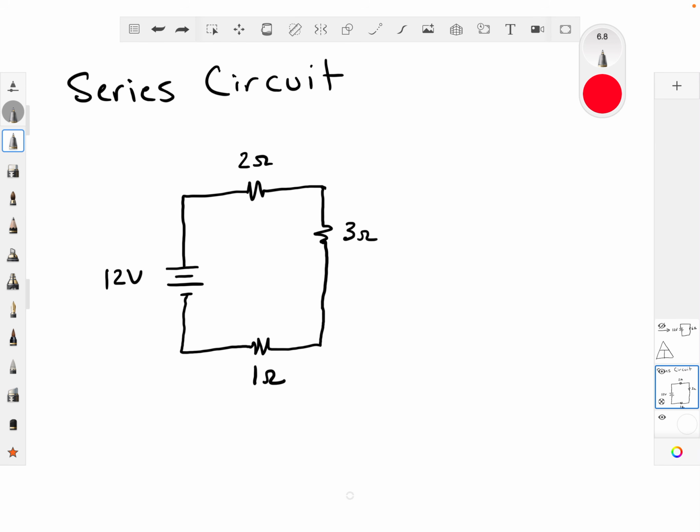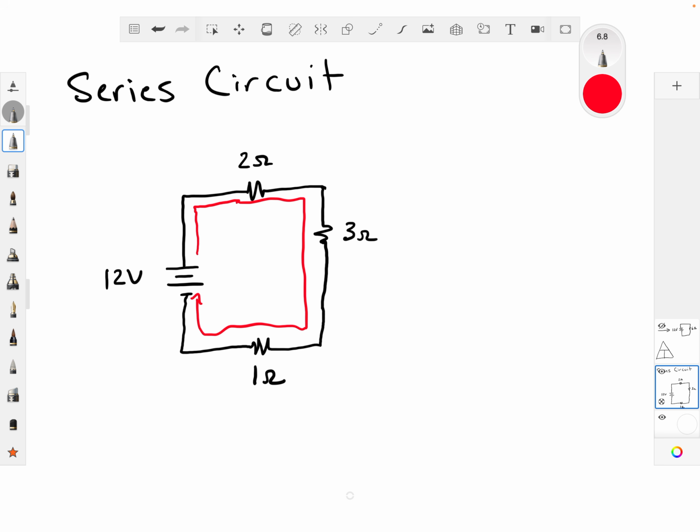Okay, in this video what we're going to be doing is talking about series circuits. Series circuits are probably the easier of the two, series versus parallel. Here's a series circuit drawn on the screen. You can tell that it's a series circuit because it only has one path. The wire doesn't branch anywhere, it's just one pathway, right?